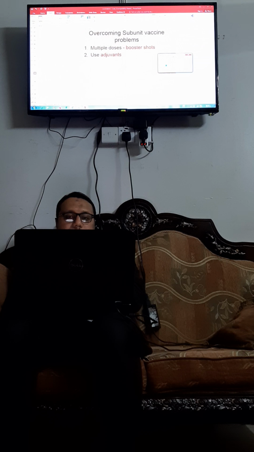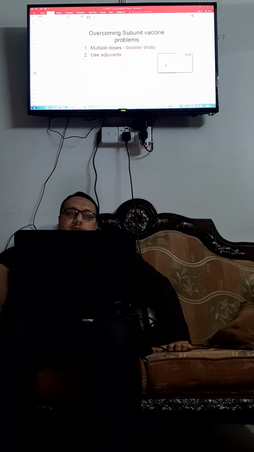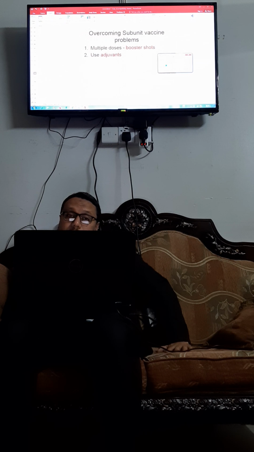Also, the problem with the subunit vaccine is that we need multiple doses, booster shots from time to time, in order to stimulate the immune system to have a response against it, because it will not give a lifelong memory. And we need to use adjuvants in these subunit vaccines because it is not as immunogenic as the whole microorganism, whether live or killed.